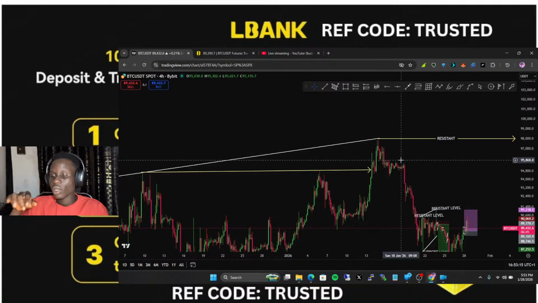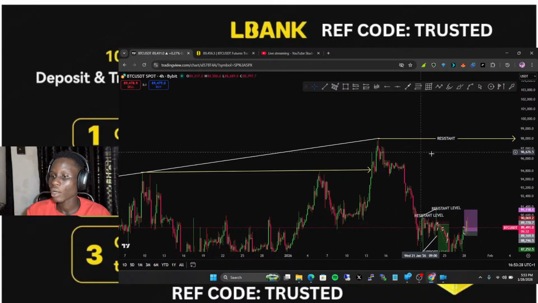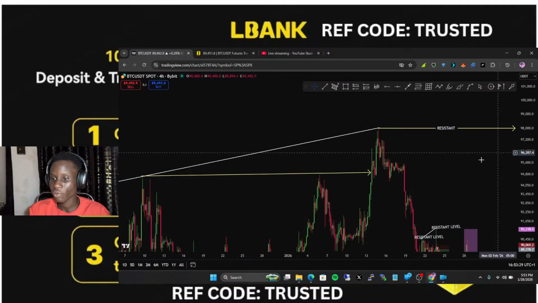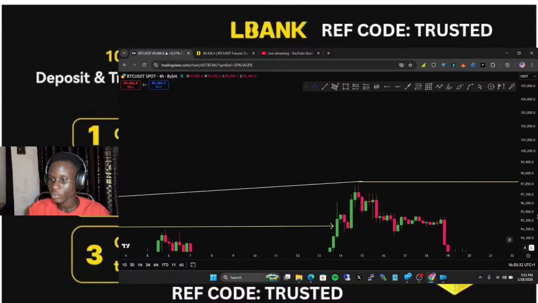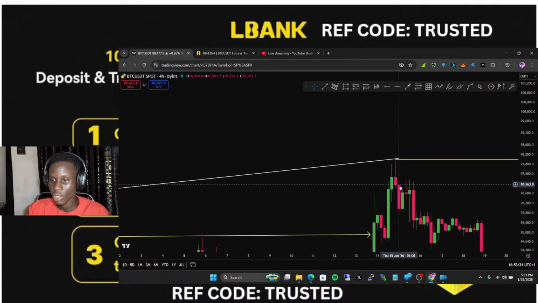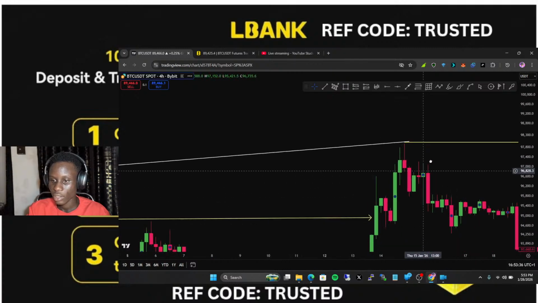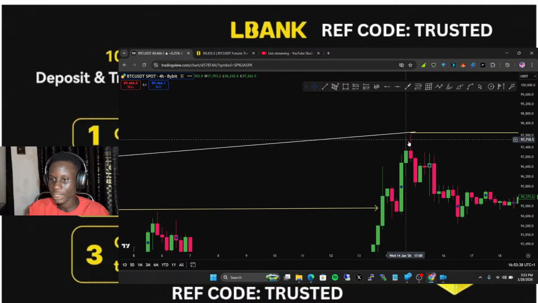While rejecting from this point, we have something we call the candlestick reversal, a reversal candlestick. At that point, we have the pin bar on the 4 hours time frame. We have the pin bar here. You can see it right here on my chart. This is the pin bar, and that was how we got rejected on the 4 hours time frame.